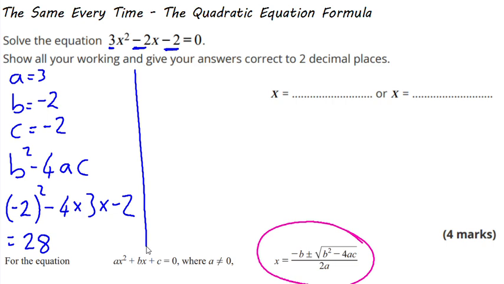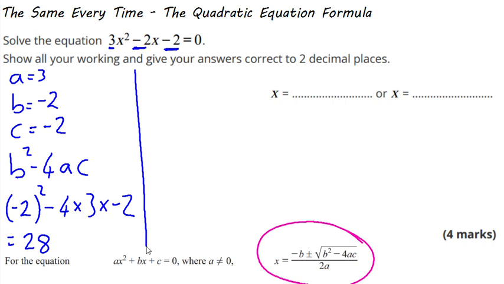Now looking at the formula, we notice that it has a plus or minus sign in there. That confuses some people, but actually what it means is we have 2 formulas because we get 2 solutions. One of the formulas has a plus sign, one of the formulas has a minus sign.